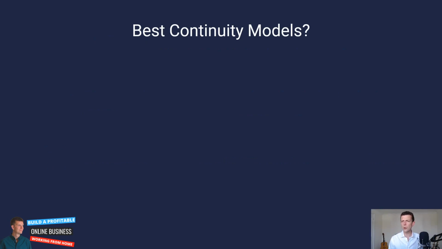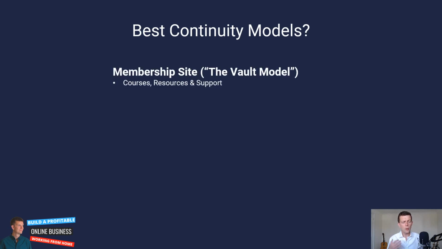Now, what are the best models for continuity? There are many. You can do recurring payments in many, many different ways. The classic one is a membership site, or I call this the vault model. So basically, imagine a big vault with loads of stuff in it, okay? So maybe some courses, maybe a load of resources, some tools, interviews maybe with experts, PDFs, audios, loads of stuff, maybe some support for the customers. They can ask questions, like a forum.